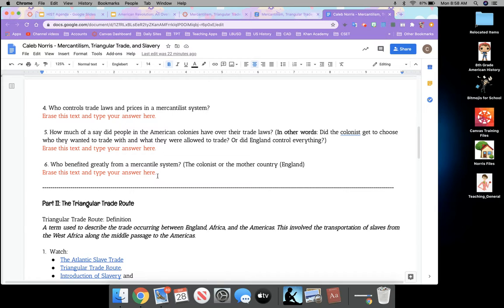Who benefited greatly from the mercantilist system, the colonists or the mother country, and why? Why do you feel that way? So don't just give me a single word answer or a couple word answer. Tell me why. What evidence? Again, the idea is to use evidence to explain where your answer comes from.